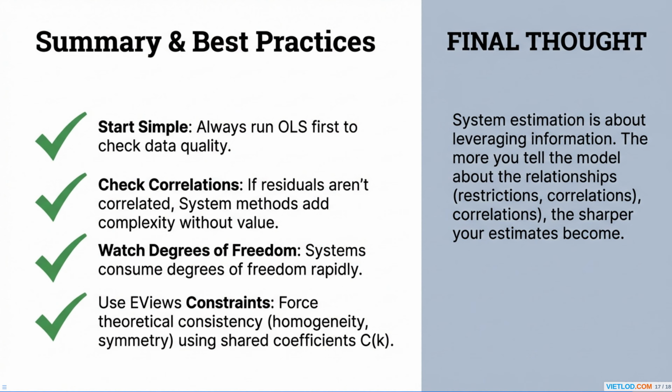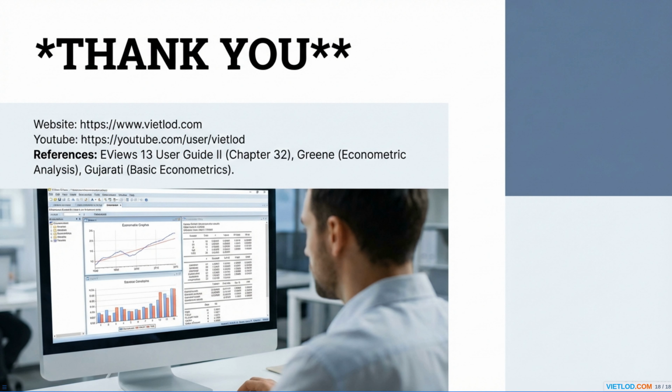Fourth, leverage the power of constraints in EViews. Use shared coefficients, such as CK, to impose theoretical consistency, such as homogeneity or symmetry. This integrates economic theory into your model, leading to more precise and meaningful estimates. Finally, a key takeaway. System estimation is fundamentally about leveraging information. The more you are able to tell your model about the underlying relationships, whether through explicit restrictions or by accounting for correlations across equations, the sharper and more efficient your parameter estimates will become.